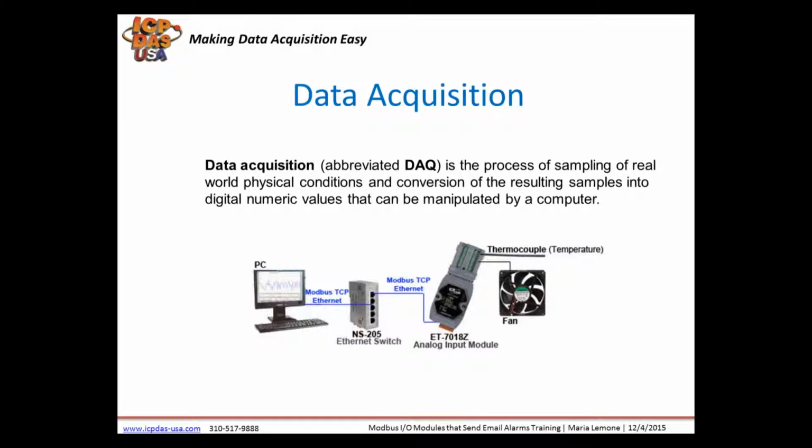Data acquisition is the process of sampling real-world physical conditions and the conversion of the resulting samples into digital numeric values that can be manipulated by a computer. For example, as shown here in the application image, ET7018Z, an analog input module that can take in temperature measurements, allows software on a PC to show temperature measurements and trigger fans to turn on based on temperature levels. A digital output from the ET7018Z is what is used to turn on the fan once the temperature goes beyond a preset level.